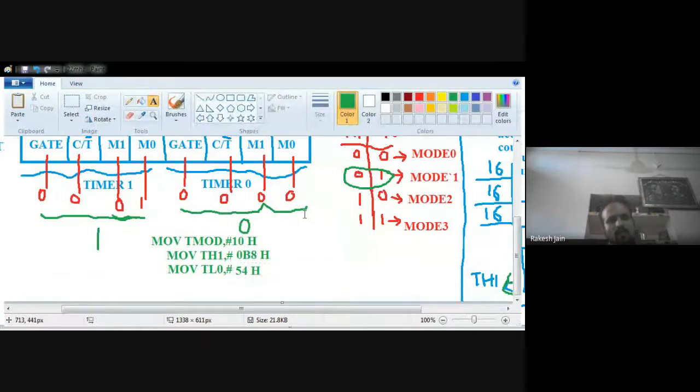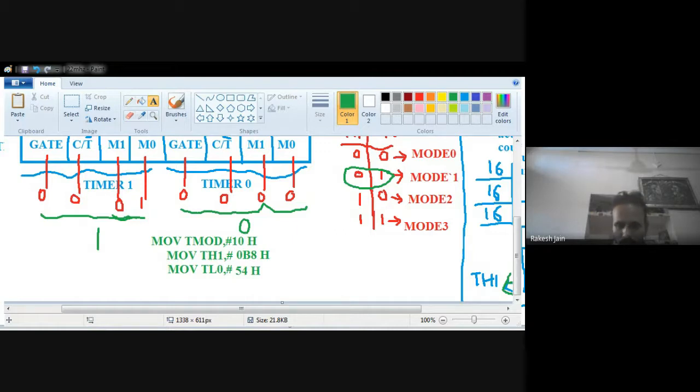So the 3 steps of any program related to delay should be: MOV TMOD, #whatever the value of the TMOD register you calculated in step B; then MOV TH1; and the third line is MOV TL1, #the particular value which we calculated from step A of the 5 calculation steps. At the last step we find out what hex value we should upload in the timer register to get a particular delay.